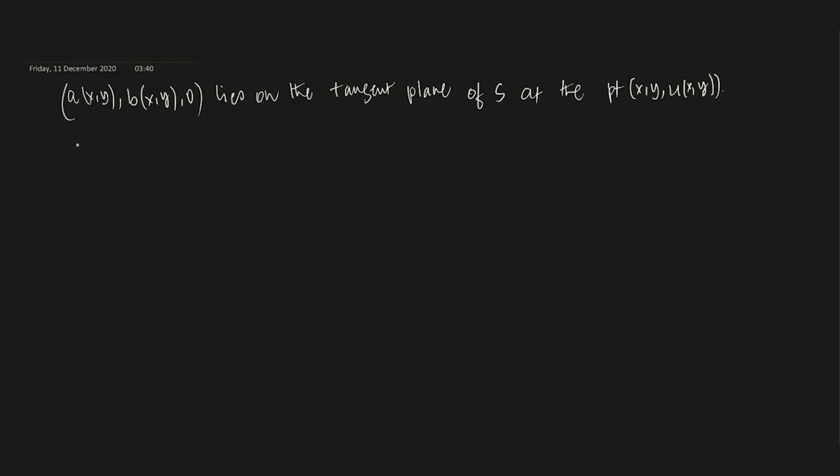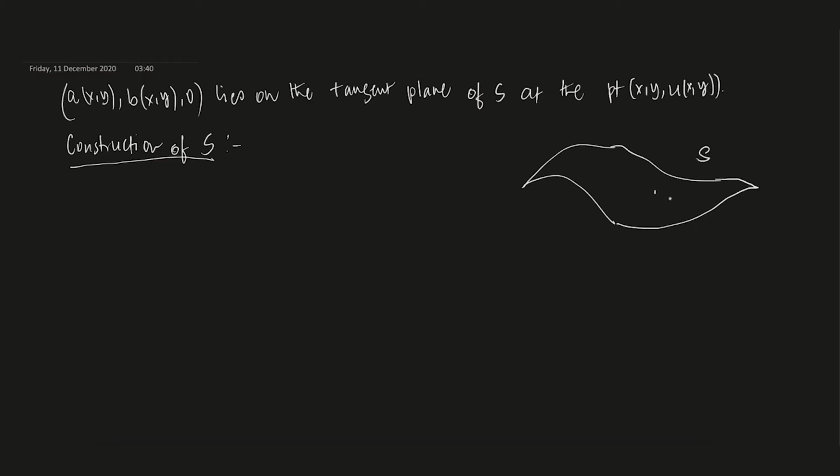Now we need the construction of S. That's our goal now. How to construct S? Let's say that is the surface which we need to construct. This is your S. Now this point is your point (x, y, u(x, y)). Let's say this is any curve on the surface S which passes through this point. Here u(x, y) is the z coordinate, right? Yes, u(x, y) is the z coordinate. So let's say this is C(s), some curve.